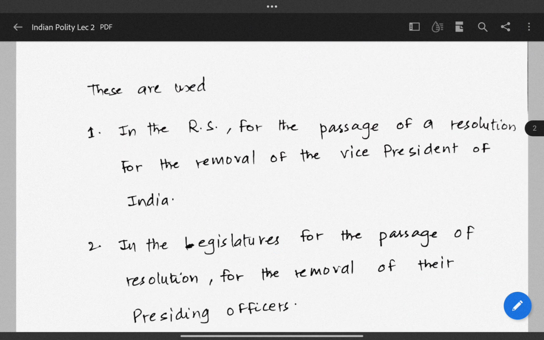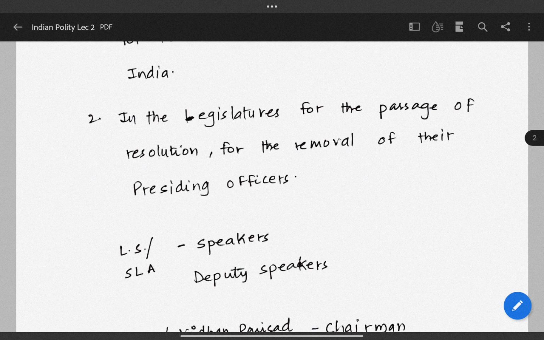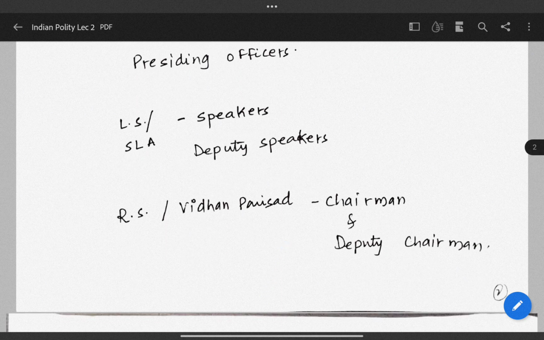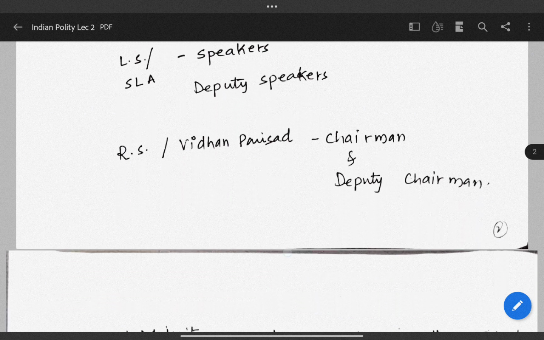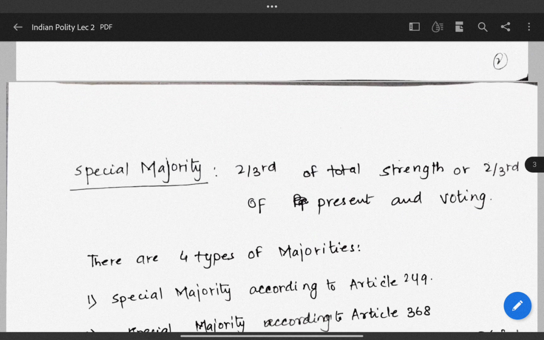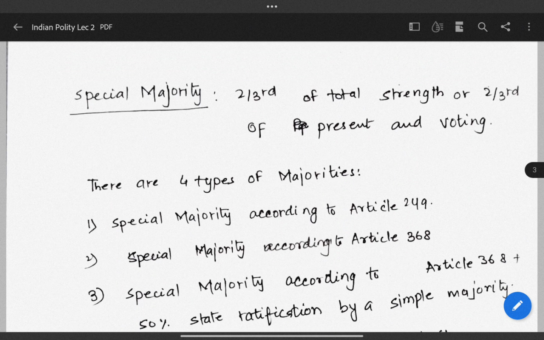The first condition is in the Rajya Sabha for the passage of the resolution for the removal of the Vice President of India. In legislatures, it is used for the passage of a resolution for the removal of their presiding officers. So in Lok Sabha, for the removal of the speaker and deputy speaker, and in Rajya Sabha, for the removal of the chairman and the deputy chairman. The fourth one is special majority, where 2/3 of the present and voting is required.